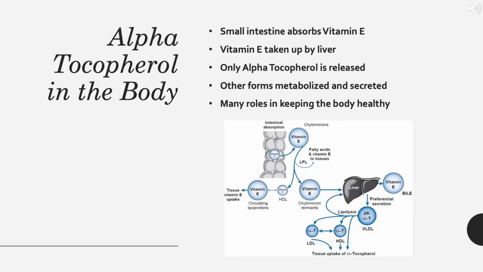After you eat the foods that contain vitamin E, it's going to be absorbed by your small intestine. All the forms of vitamin E are absorbed by your small intestine and then taken up by your liver. And then only the alpha tocopherol, which is the most abundant form in your body, is the only form that's going to be released by the liver. And then all the other forms are going to be metabolized and secreted. And then after the vitamin E is circulating in your body, it takes on a lot of different roles to keep you healthy.